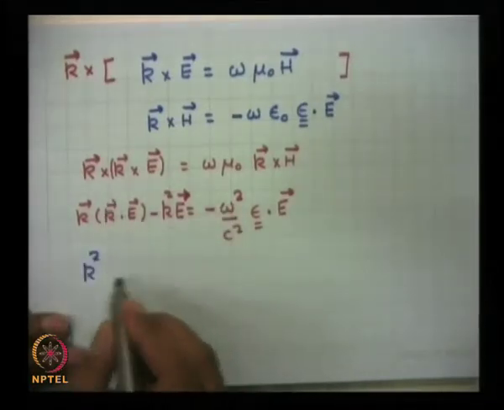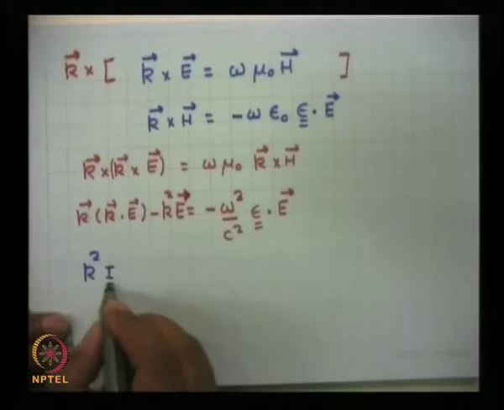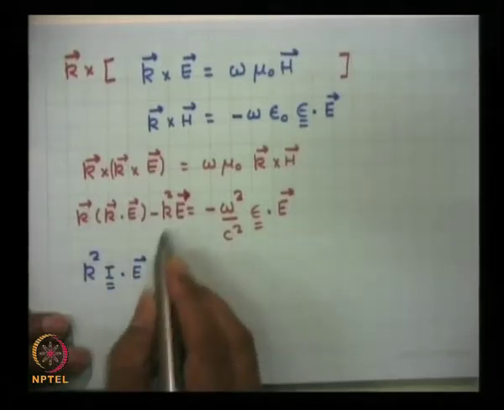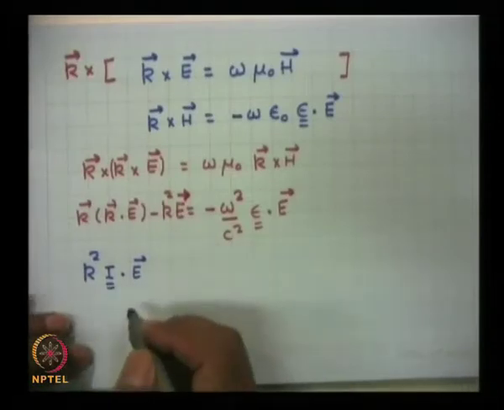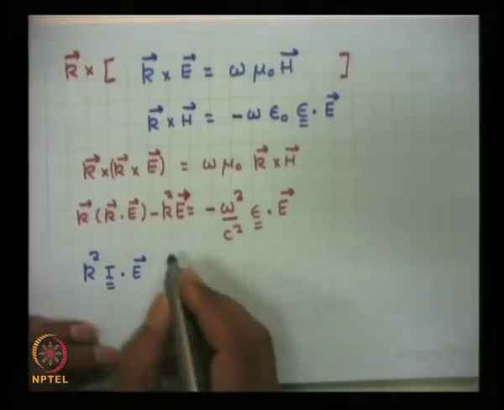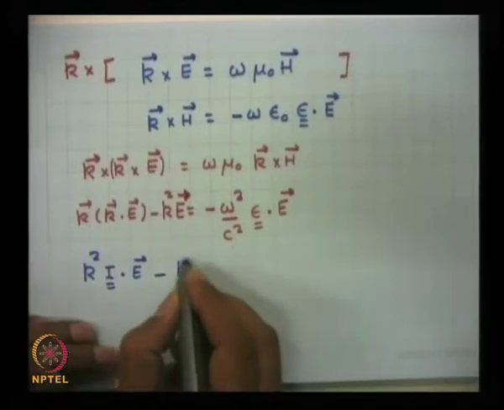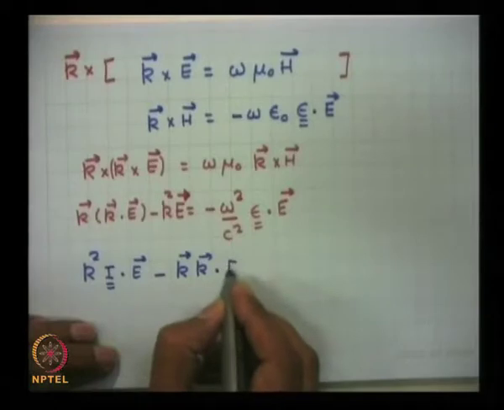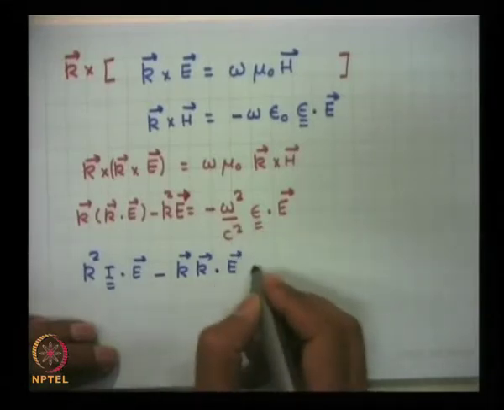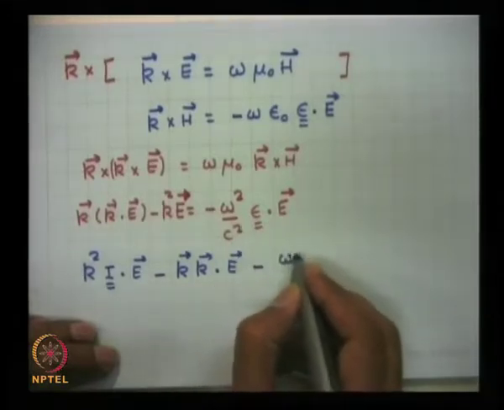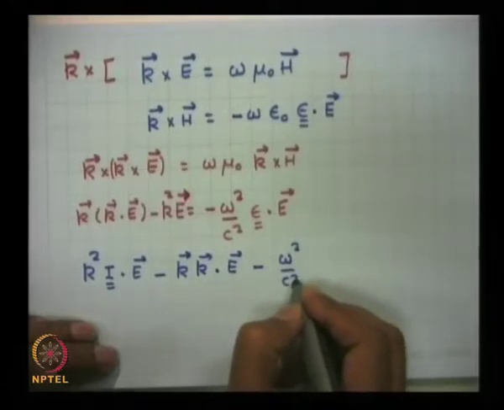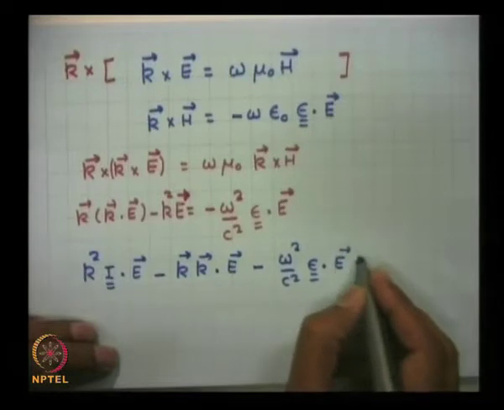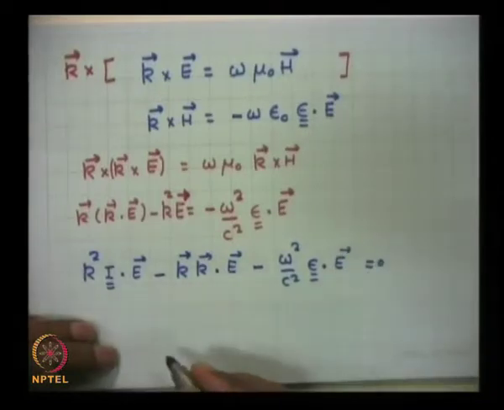I can write down this k square I dot E, this term as such, because E I can write down as I dot E, this unit matrix, this minus k k dot E, and this term as minus omega square by c square epsilon dot E is equal to 0.